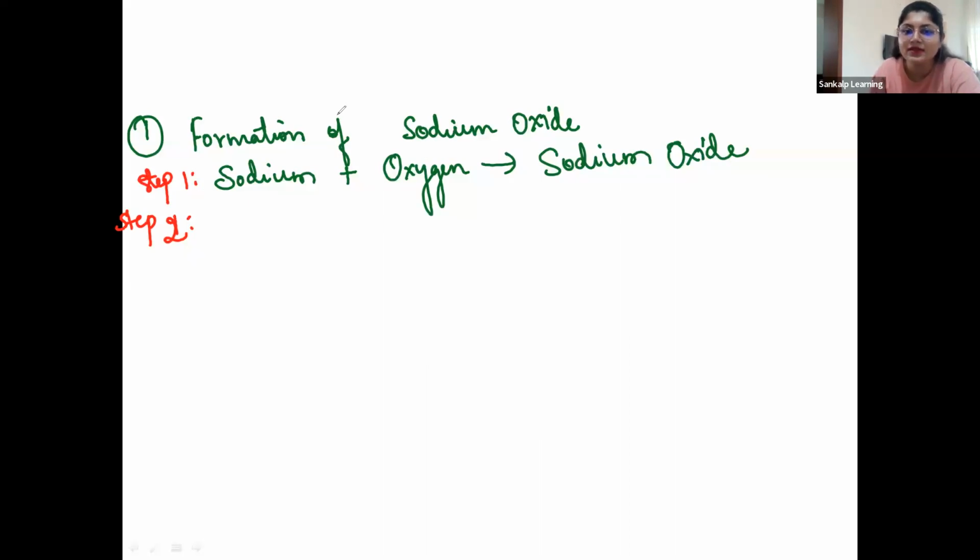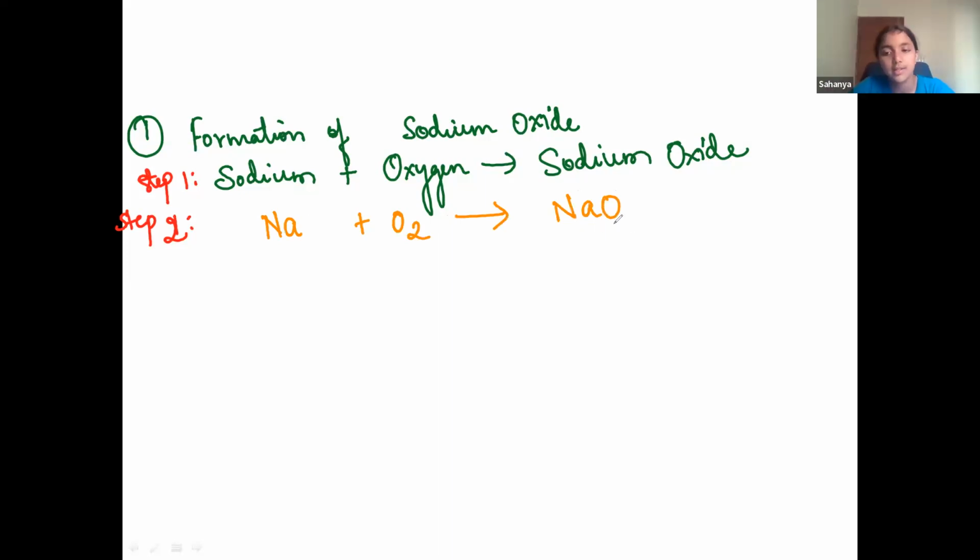Now I'll write step 2. I will replace the word equation with the symbol equation, using chemical symbols. So sodium is Na, plus O2, then gives you NaO, sodium oxide. In NaO, sodium is +1 and oxygen will be -2. This balancing we will do after some time. So the equation is Na plus O2 giving you NaO, sodium oxide.